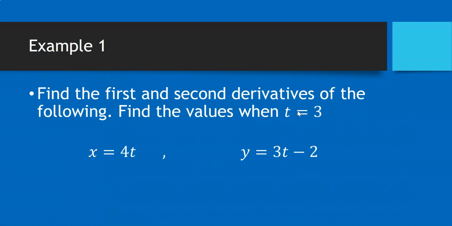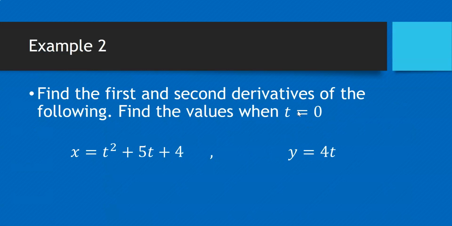So let's do another one. Let's take example 2. And I want you to find the first and second derivatives of this equation, and then find the values of the first and second derivative when t is 0. Go ahead and push pause and try these on your own.